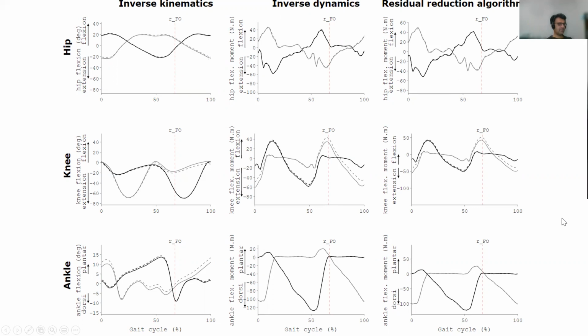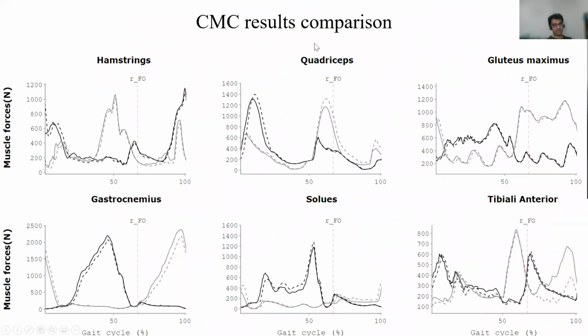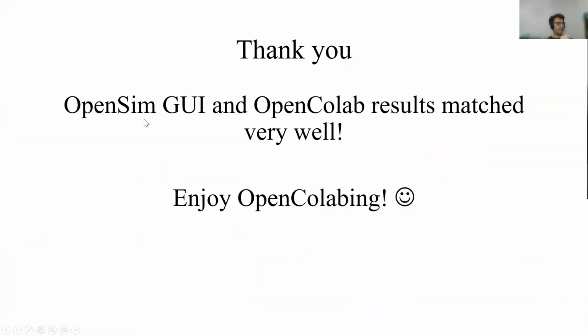That is neat. And then the same thing for CMC results. You'll see the muscles like hamstring and quad, the major muscles we just brought, and you see the GUI as well as the OpenColab, how they match. I think these are left and right legs. Yeah, left and right, and one gait cycle, like hamstring muscle forces using GUI versus OpenColab. The OpenSim GUI showed that the results of the Colab and the GUI perfectly match. Hope you enjoyed that.